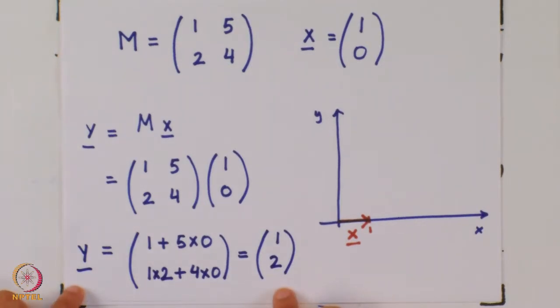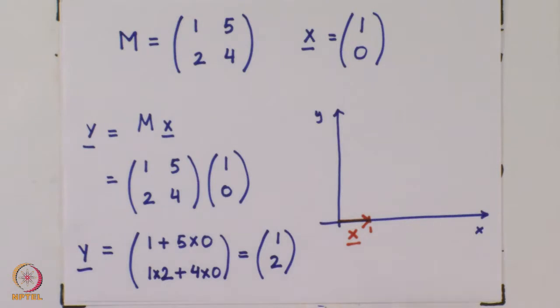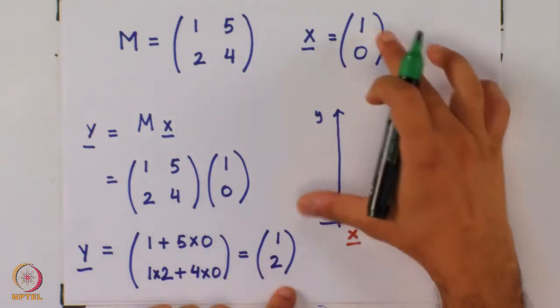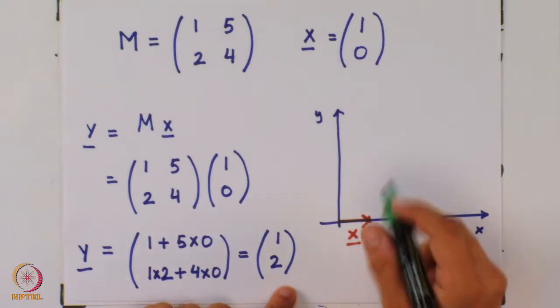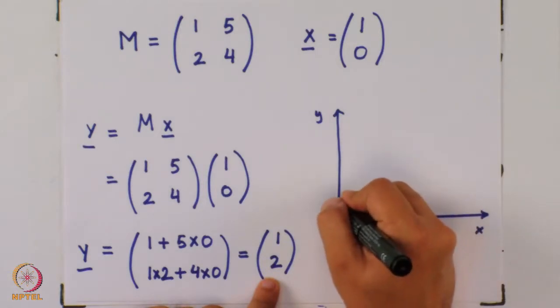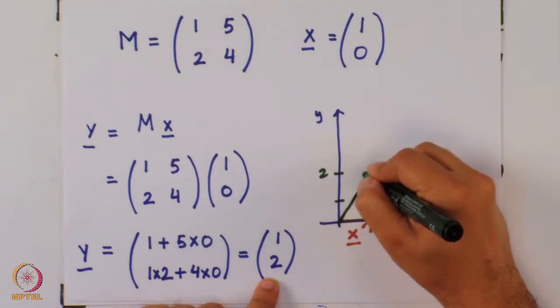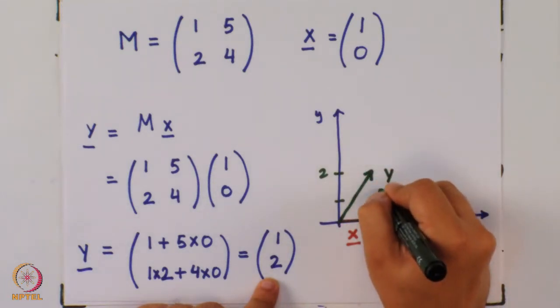Let us try and plot this on the same graph and see what has happened to my vector x when multiplied with this matrix M. And what has happened, you will realize, is that the first element remains unchanged, that is still equal to 1, but the second element, which was 0 here, has become 2. So, the second element is 1, 2, and my resultant vector is this. This is the vector y that I have. If we are asked to comment on what has happened to vector x upon multiplication with the matrix M, we can see from our example that two events have happened.